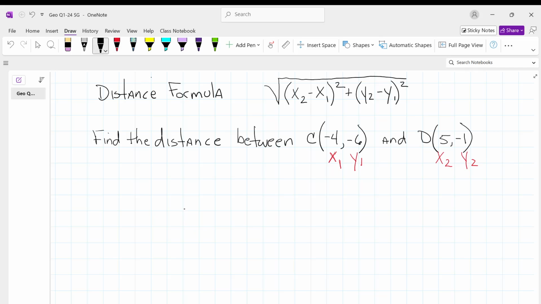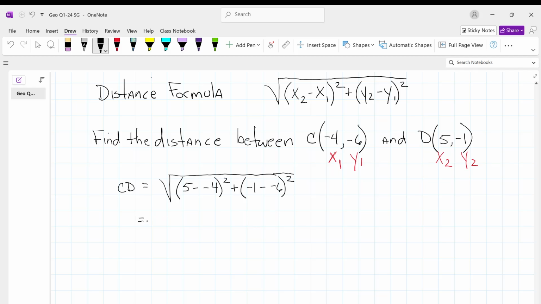So if we have to find the distance from C to D, it's going to be equal to big square root. We've got x sub 2 minus x sub 1. Well, our x sub 2 is 5 minus our x sub 1, which is negative 4, squared, plus our y sub 2 minus our y sub 1. Our y sub 2 is the negative 1 minus the y sub 1, which is negative 6, in parentheses and squared.